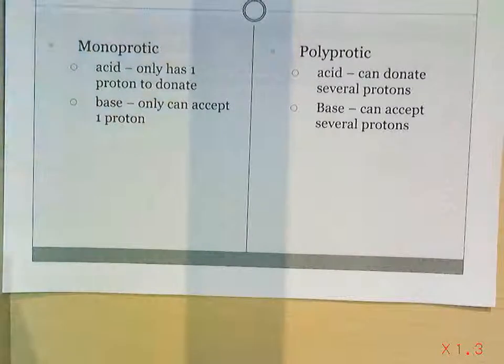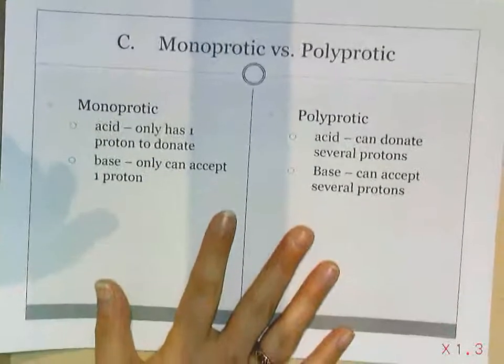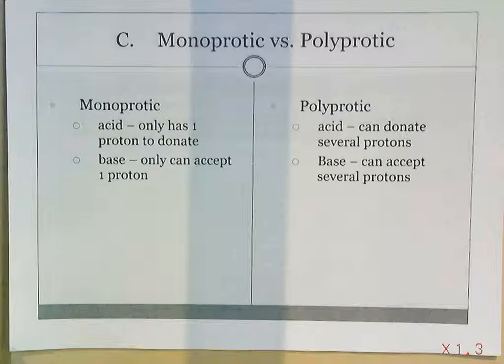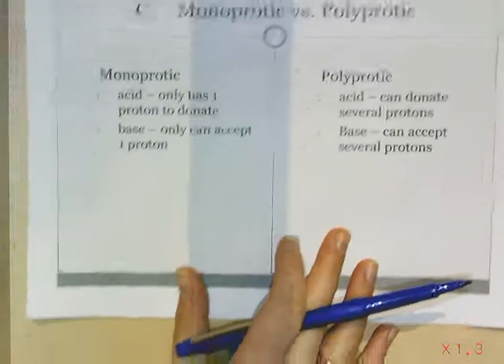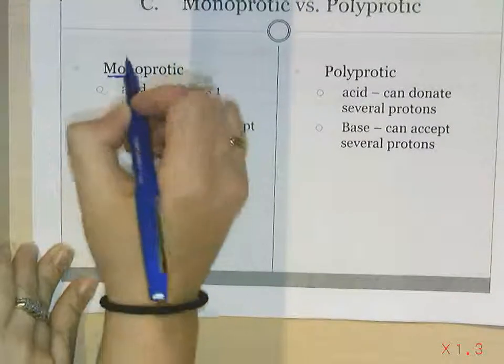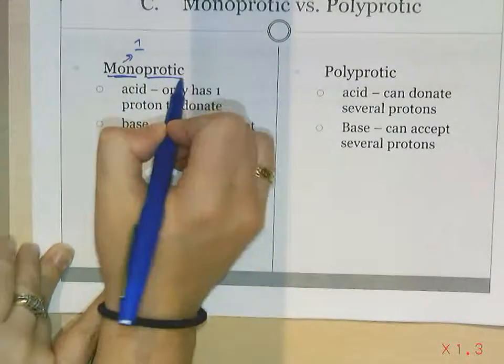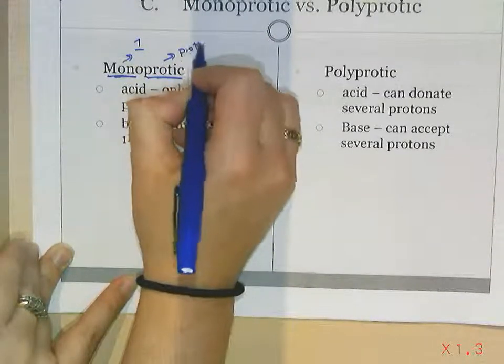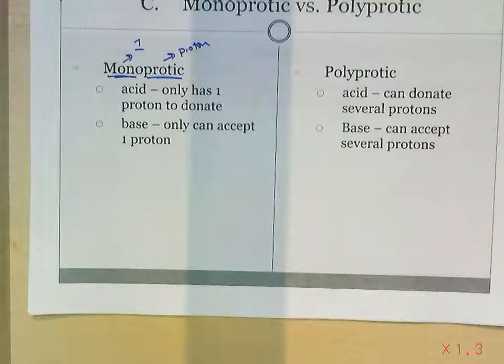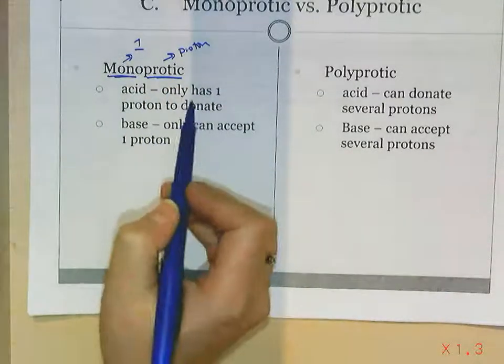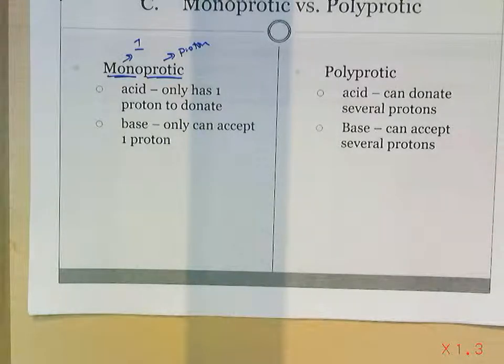Let's then look at how these acids can operate in solution. We're going to fall into two big categories, which you probably are familiar with, right? Monoprotic and polyprotic, or anything more than diprotic, triprotic. So by definition, we have mono, which means one. Protic comes from the word proton. So monoprotic tells you one proton. So if I have an acid, I only have one proton to donate. If I have a base, I can only accept one proton.